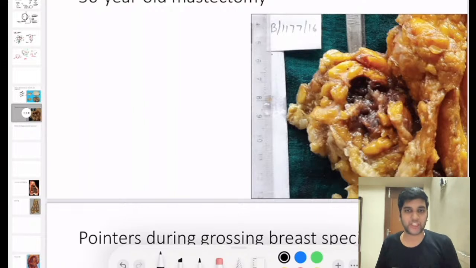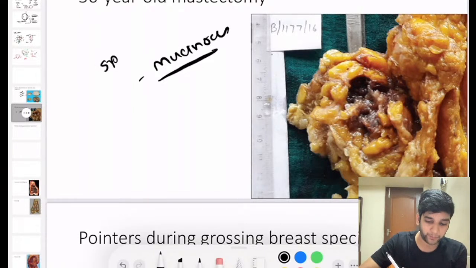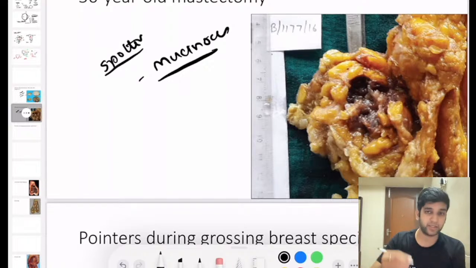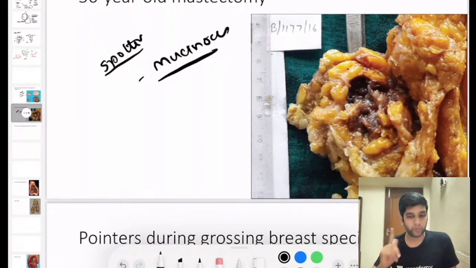Okay. This is actually a case of mucinous carcinoma of breast. Though if you're not able to appreciate it here, that's fine. But mucinous carcinoma is a spotter. You should not miss that. Fine. Mucinous carcinoma is a spotter. Those shiny spaces and the cystic ones are the nuisance, right? Mucinous is a spotter.